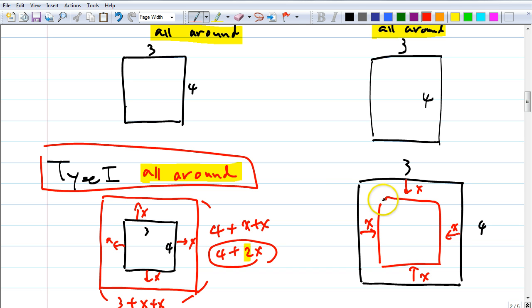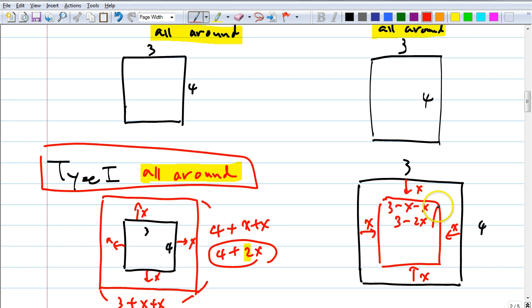What is my width going to be? This width. 3 minus x minus x, which is 3 minus 2x. Do you see my width? Oops, I wrote x. It should be 2x. It's kind of too small. 3 minus 2x, right?